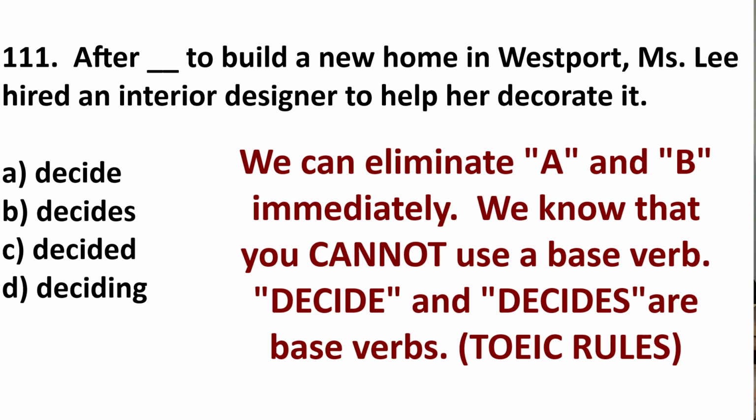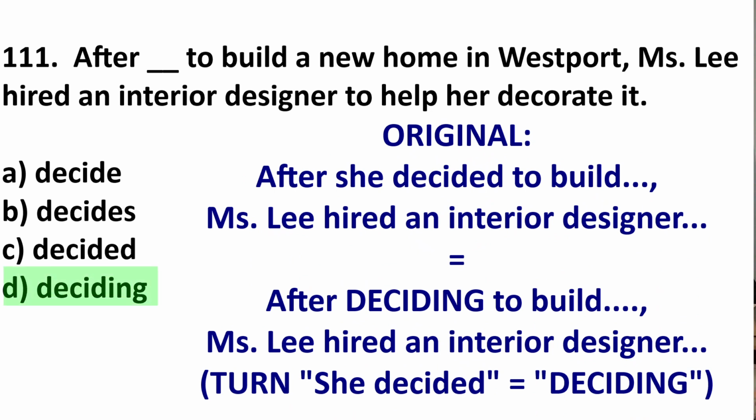Now I think of the original sentence. Which one is the original sentence? "After she decided to build a new house, she hired an interior designer," or "after she was decided to build a new house"? Well, the answer is definitely the first one. She decided. Now the subject is the same. We have she and Mrs. Lee, or she and she. I can take out she and turn the verb decided into deciding. So the answer is D. After deciding to build a new home in Westport.